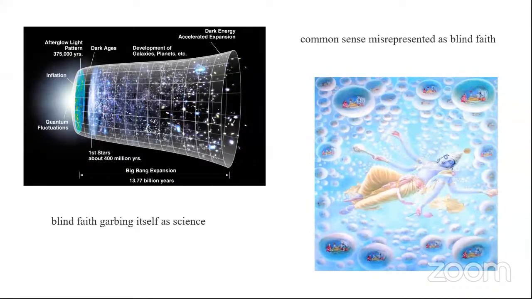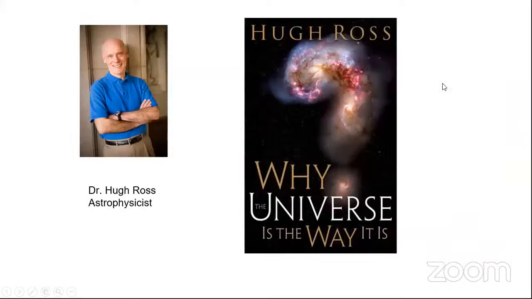Actually, there is a book. Go to the next slide. There is a professor, Dr. Hugh Ross. He is an astrophysicist from the University of Toronto, and he has written very elaborate topics on why the universe is the way it is. It also deals with creation, in very, very detailed ways.